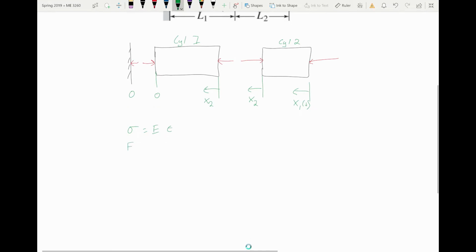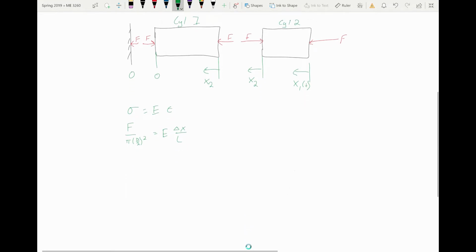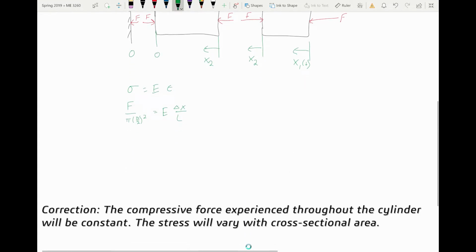If we replace stress with the compressive force divided by the area, which is pi times, here we have diameters, so diameter divided by 2 is radius, squared, equals Young's modulus times change in length, so delta x, divided by total length, or L, so that's L1 or L2. And the stress experienced throughout the cylinders will be constant throughout.